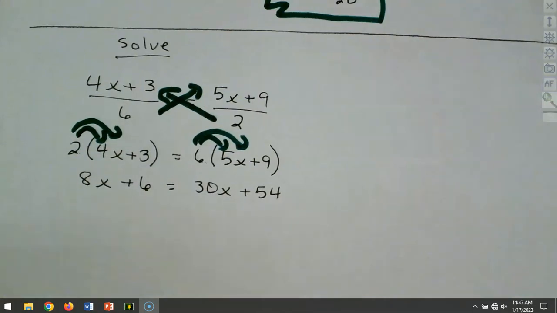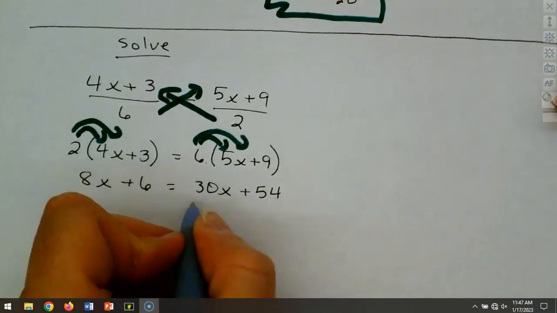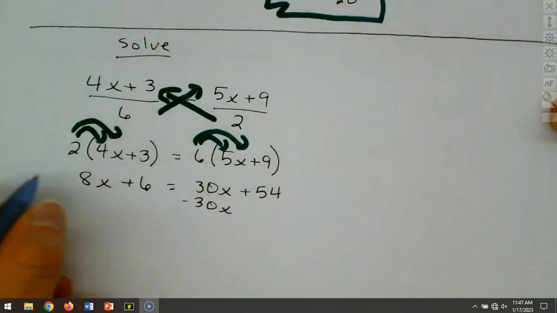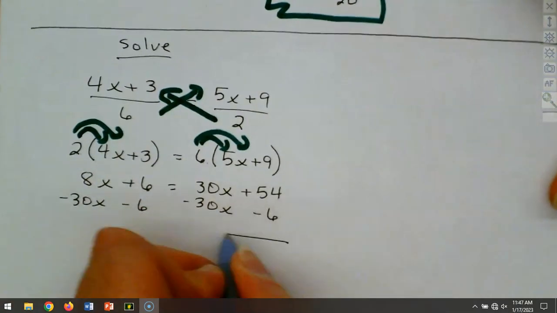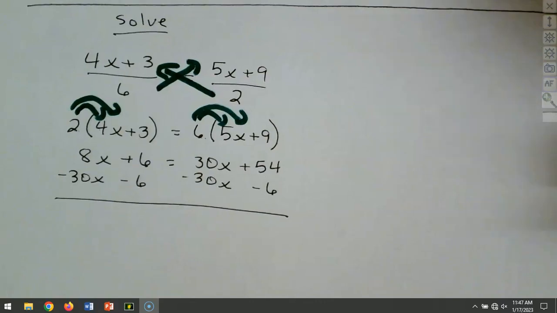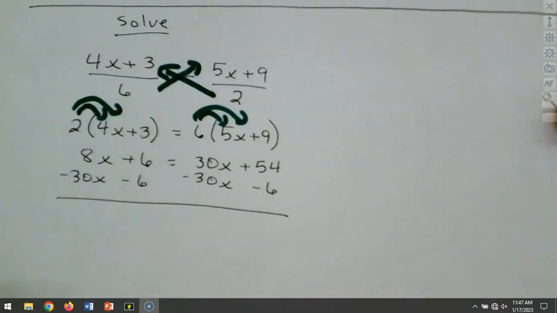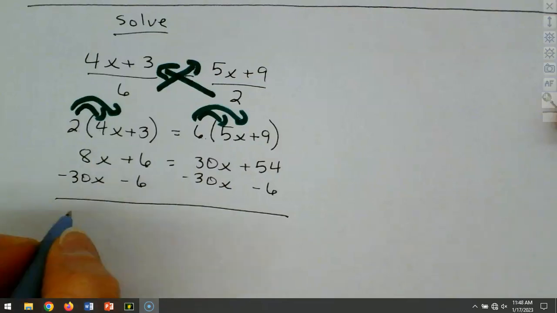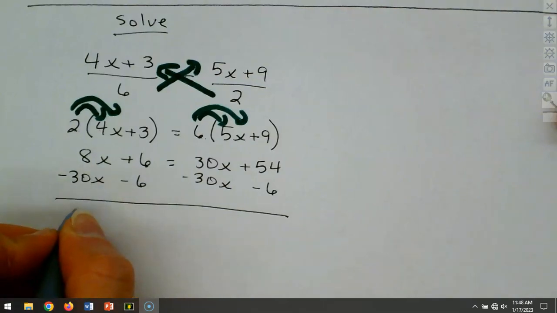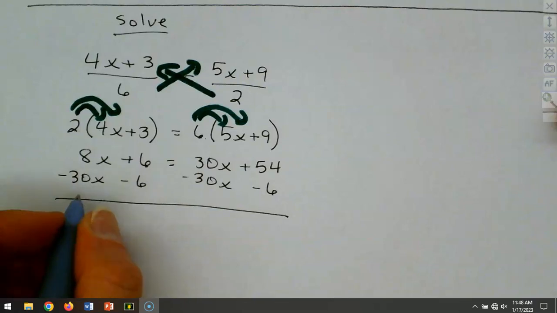Now we can finish this because what do we need to do? We need to get the x by itself on the left. So I'm going to move that 30x over. And I'm going to move that 6 over as well. So you can do 2 steps at once, or you can split them out. Either way. It just depends upon how comfortable you are with combining steps together. So now we've got 8 minus 30. Is it going to be a positive 22x or a negative 22x? Which one?